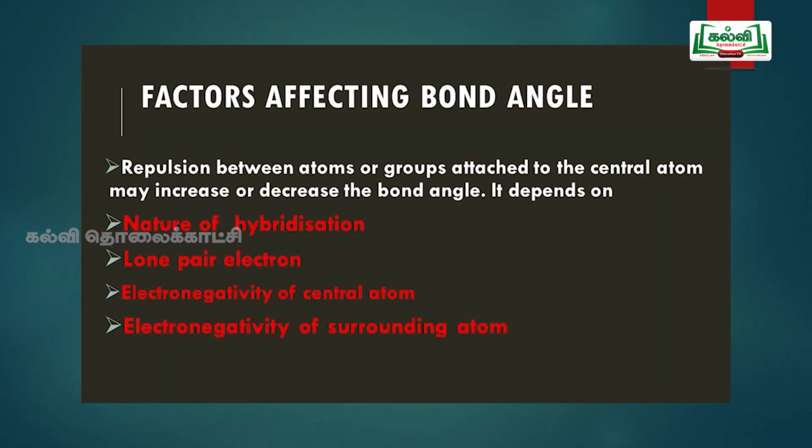It depends on 4 factors. You know what are the 4 factors? 1. Nature of hybridization. You know very well, different types of hybridization: sp3, sp2, sp, sp3d2, sp3d3 like this. Then lone pair of electrons on the central atom, then electronegativity of the central atom and electronegativity of the surrounding atom. By using these 4 factors, you can predict which molecule has more bond angle, which has less bond angle, and you can find the correct order of the bond angle.